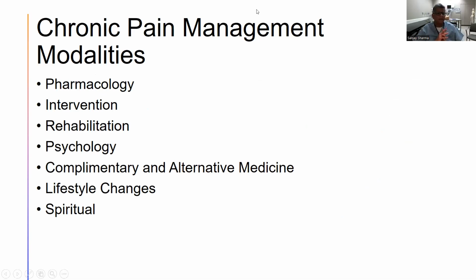So there are a lot of modalities for managing chronic pain: pharmacological, interventional, rehab, psychological, complementary and alternative medicine, lifestyle changes, and spiritual. Chronic pain occupies a large part in palliative care and chronic pain management, and these are the different ways we can manage it. Even in managing chronic pain, interventional pain management plays a very major part. Next slide.